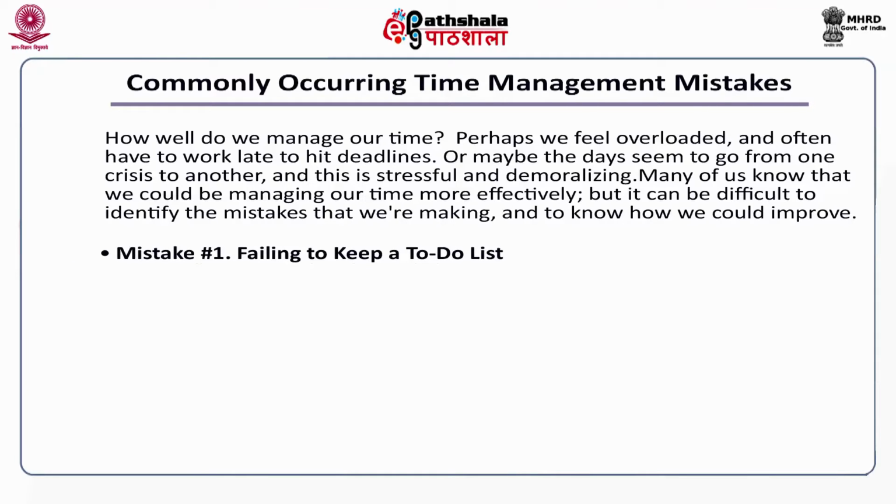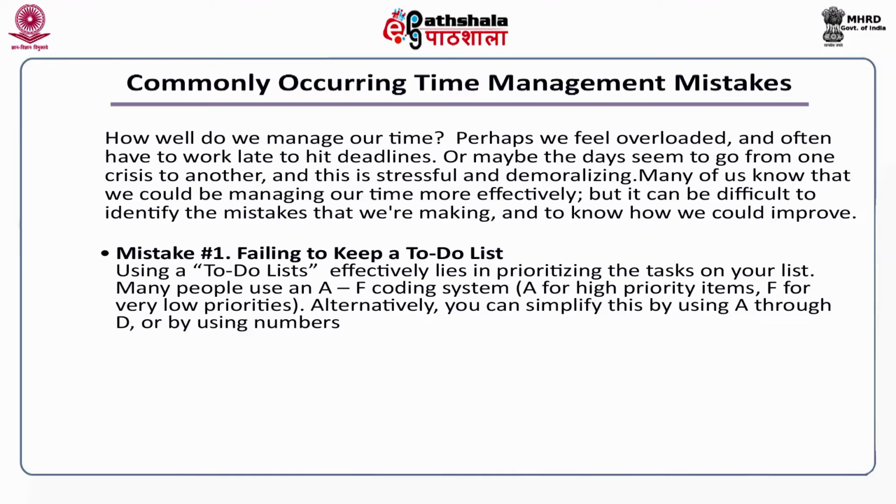Mistake number 1, failing to keep a to-do list. Using a to-do list effectively lies in prioritizing the tasks on your lists. Many people use an A to F coding, A for high priority, F for low priorities. Alternately, you can simplify this by using A through D or by using numbers.